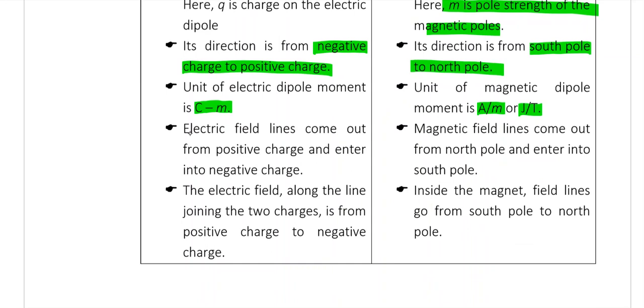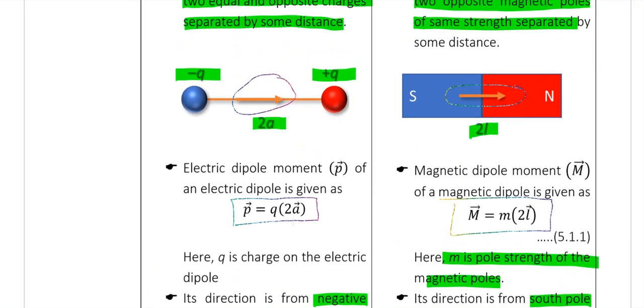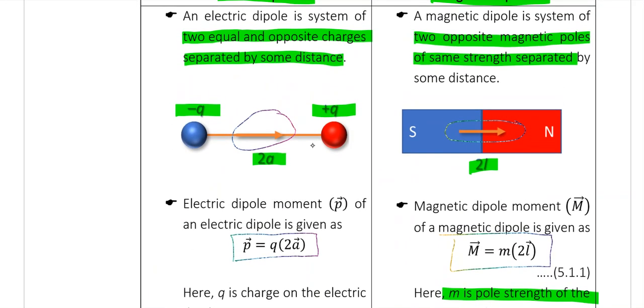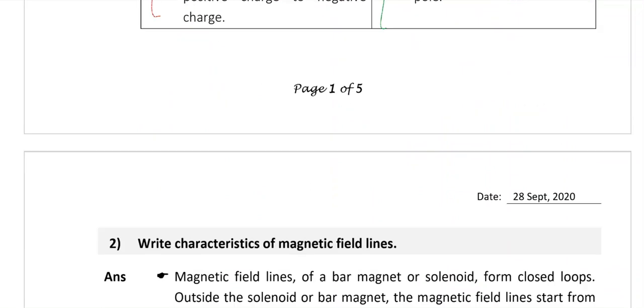Electric field lines come out from positive charge and enter into negative charge. Magnetic field lines come out from north pole and enter into south pole. But this is the difference. Along the line joining the dipole, the field line is from positive to negative, whereas inside the magnetic dipole, the field is from south to north pole. That is the difference between these two, and that is the last point.